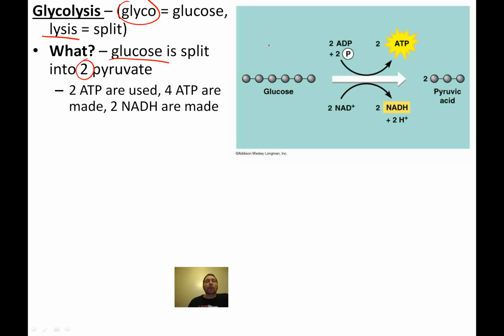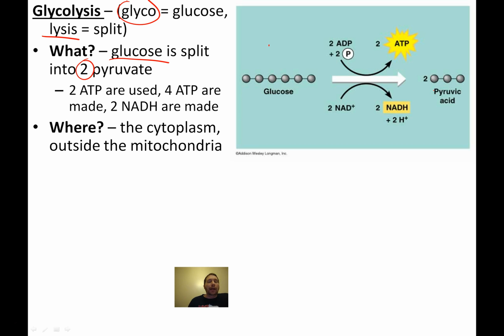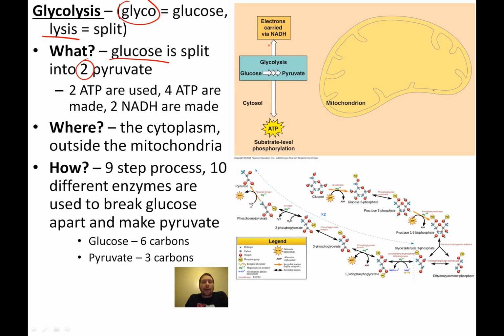So in glycolysis we're going to split glucose apart, and in the process we're going to make ATP and then this other molecule called NADH. Now this actually doesn't happen in the mitochondria, it happens in the space around the mitochondria. That's where glycolysis happens, in the cytoplasm immediately around the mitochondria. And glycolysis is a 9-step process. Here are all of the steps laid out for you.